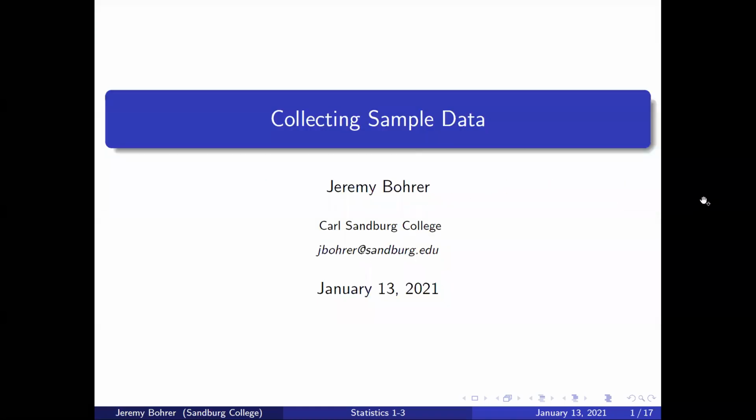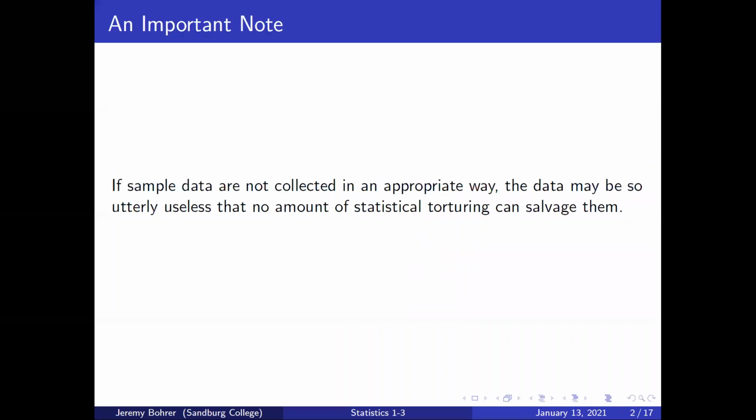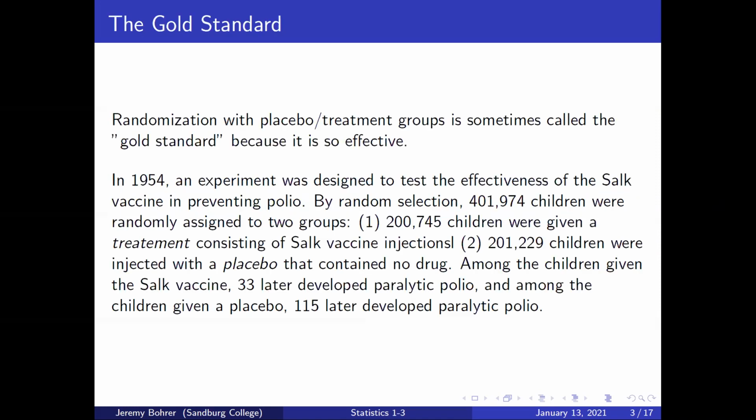In this video, we will discuss collecting sampling data. An important note: if sample data are not collected in an appropriate way, the data may be so utterly useless that no amount of statistical torturing can salvage them. Randomization with placebo or treatment groups is sometimes called the gold standard because it is so effective.